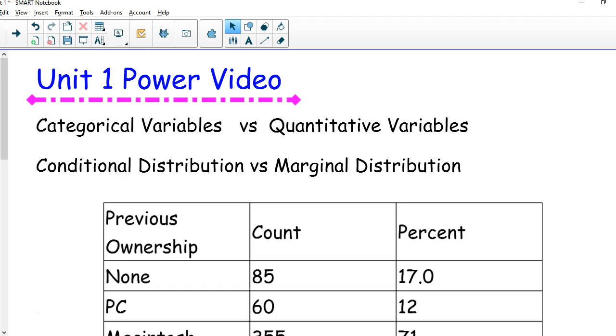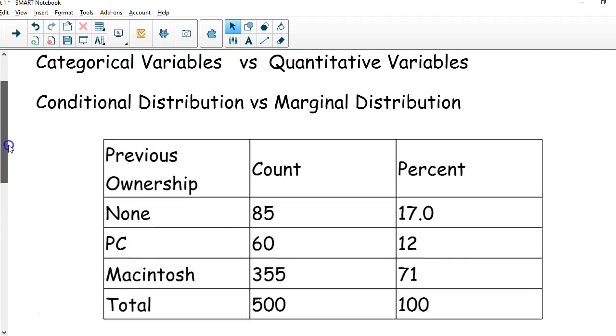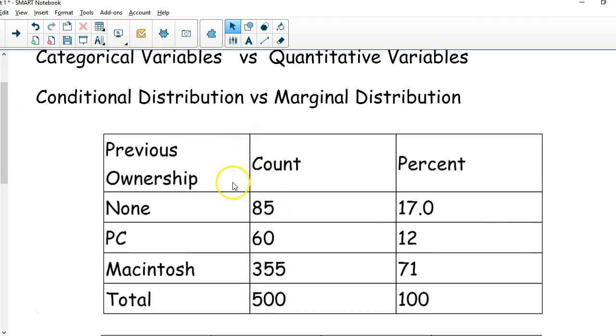I'm going to start by investigating categorical variables. We talked about a conditional distribution versus a marginal distribution. What I have right here is a frequency table. You can imagine if I had 1,000 people, or it doesn't even matter how many people I had in the school. If I take everyone's names who go to this school, put their names in a hat, and pull 500 names out, I'm going to record what kind of computer they own. So I have none, PC, Macintosh.